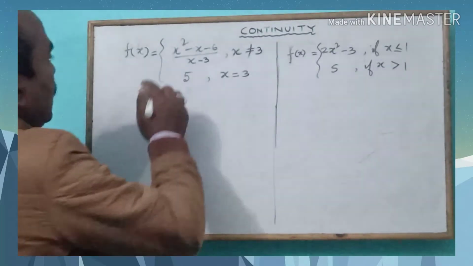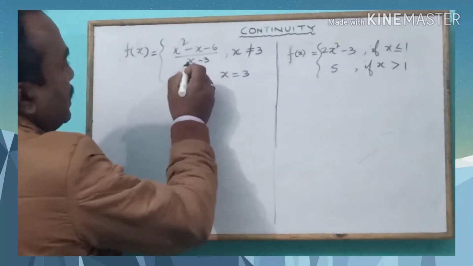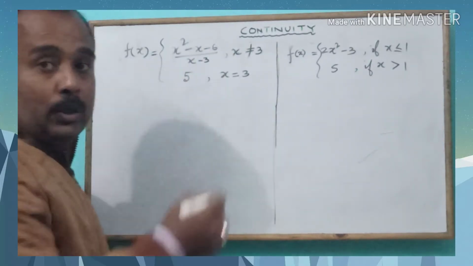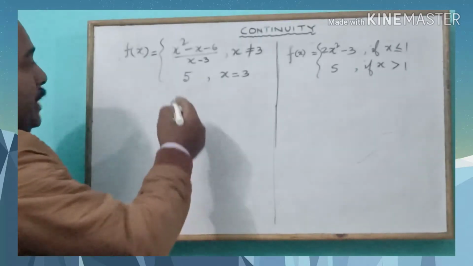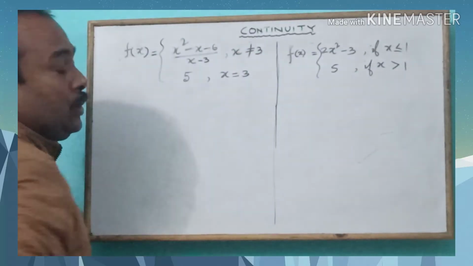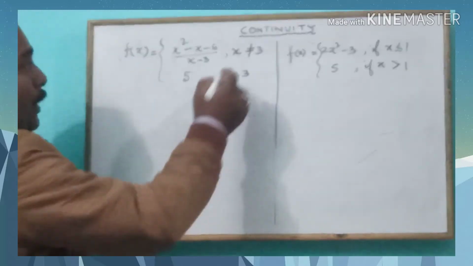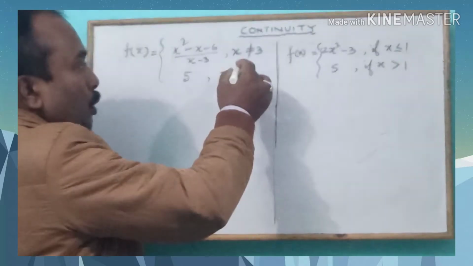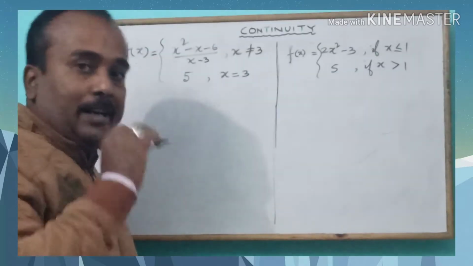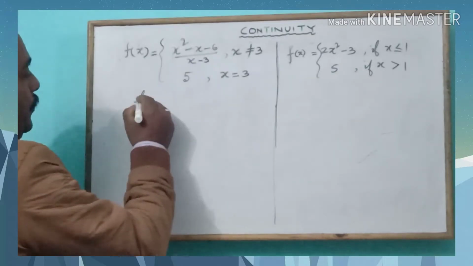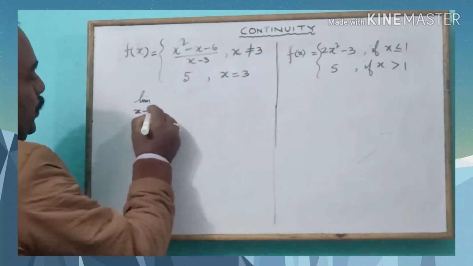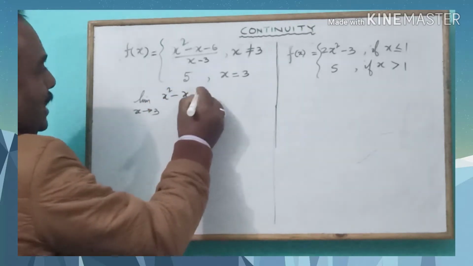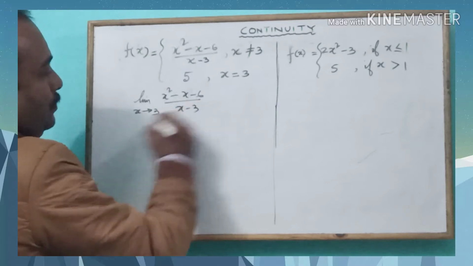Let us see this. f(x) is equal to (x square minus x minus 6) by (x minus 3), when x is not equal to 3, and equal to 5 when x equal to 3. Now we need to check the continuity of the function at the point x equal to 3. When it is given x not equal to 3, then it is for both x less than 3 and x greater than 3. So we find the limit here. Limit x tends to 3, (x square minus x minus 6) by (x minus 3).